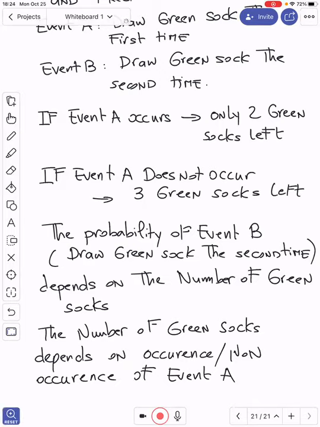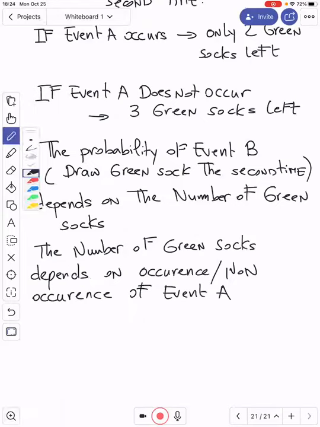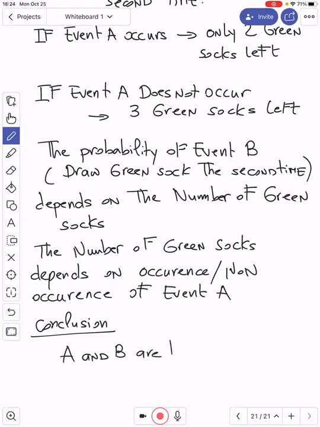So A and B are dependent, right? The conclusion here is that the events A and B are two dependent events. Does this make sense to you guys why A and B are dependent here?